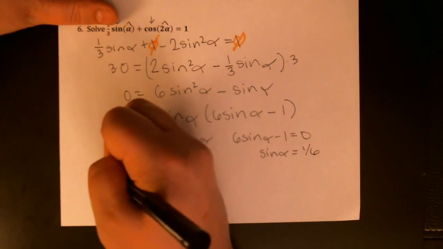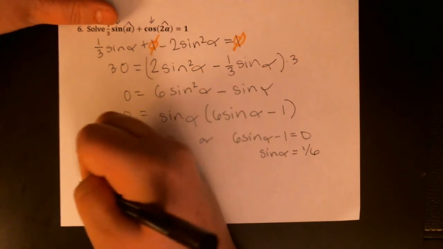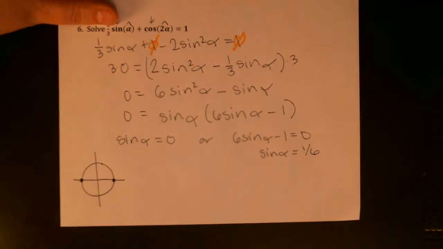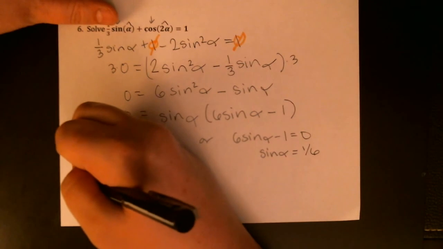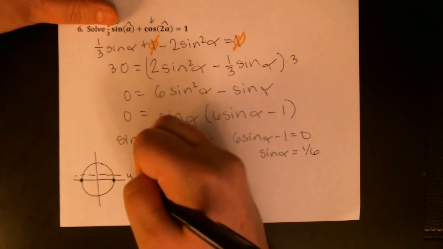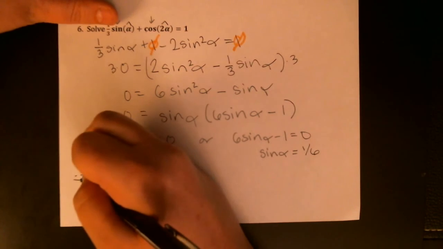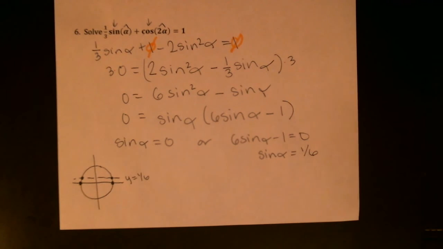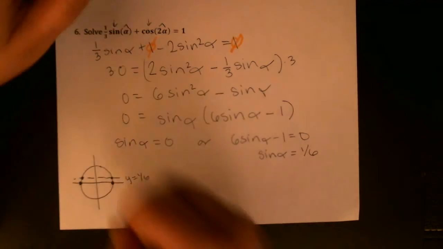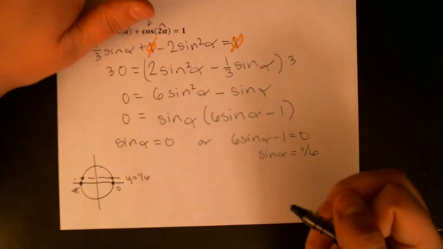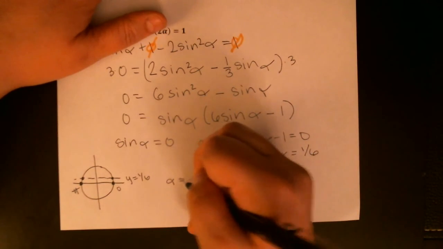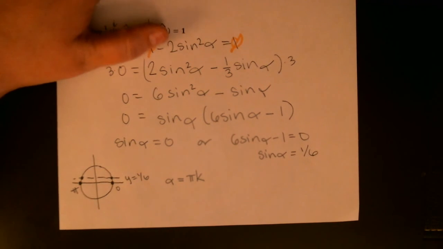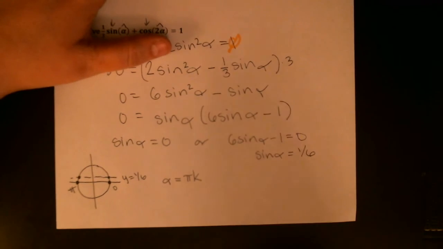So on my unit circle, I'm going to say sine equals 0 if I'm at the left or right hand side of the circle, and sine equals 1/6 just above those 2 points. So this is what my solution set looks like. So once again, I have an equally spaced pair, the points 0, pi, 2 pi, and so on. So for that one, I can just say alpha is equal to pi k. It's like a 0 plus pi k. And that's all we need to describe the far left and right hand sides of the circle.